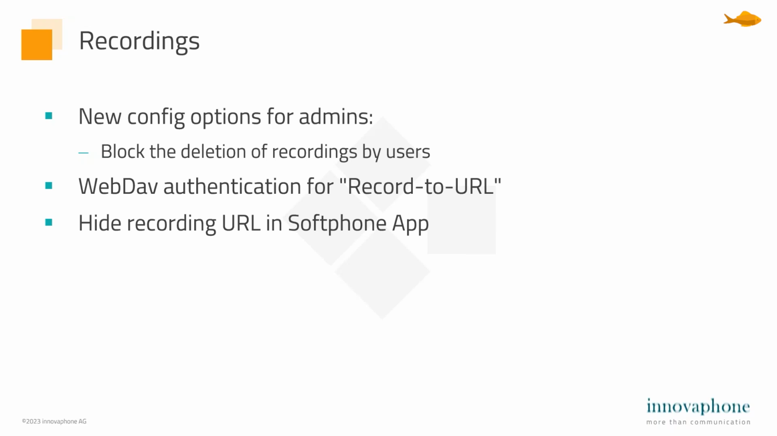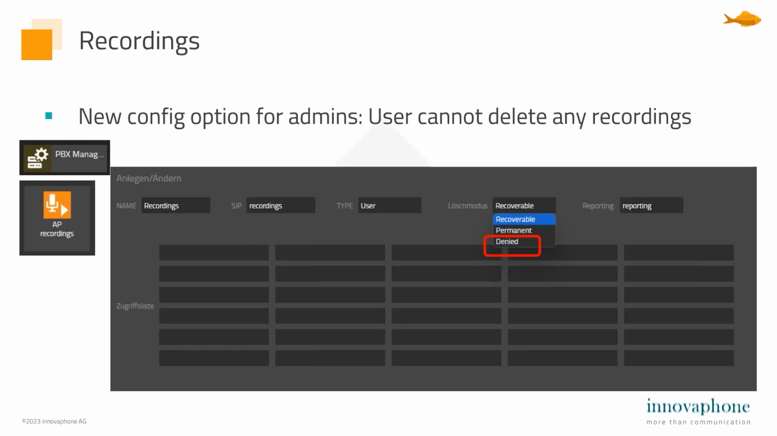Another is WebDAV authentication for record to URL, which has been implemented. And to be honest with you, I'm a sales guy, so for me that was Chinese at the beginning. Therefore, I asked my dear colleague Carl to explain a little bit about these two new features, including hiding the recording URL in the Softphone. Simply put, what it does is it increases the security of our recording solution.